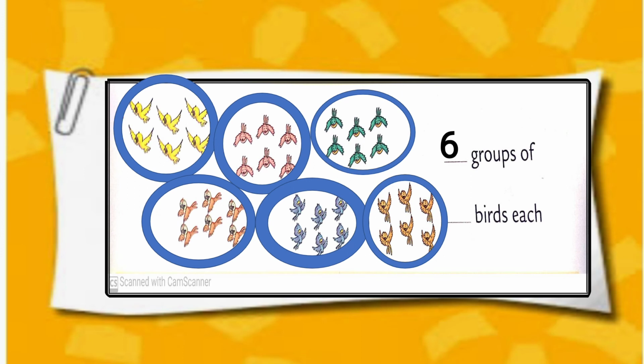1, 2, 3, 4, 5, 6. 6 birds each. 6 groups of 6 birds each.